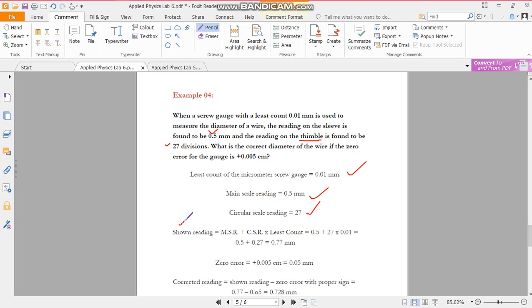So first we have to find what reading is showing, and for that we have to use this formula: MSR plus CSR.